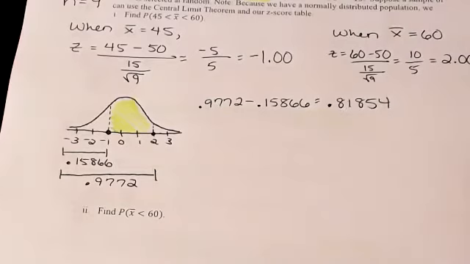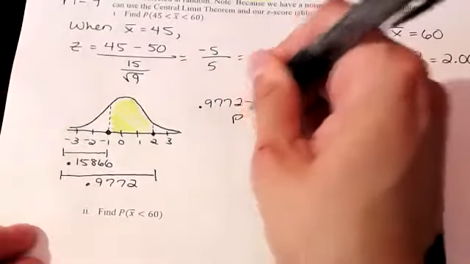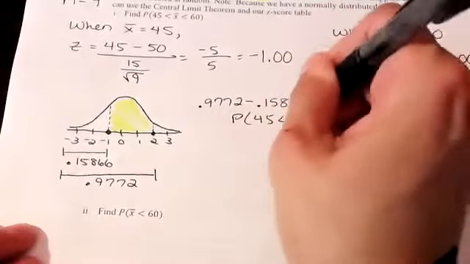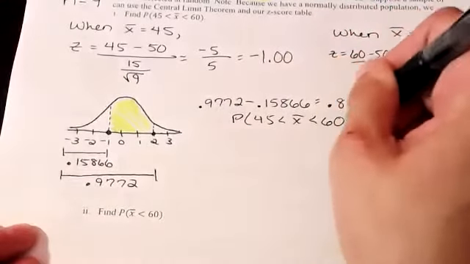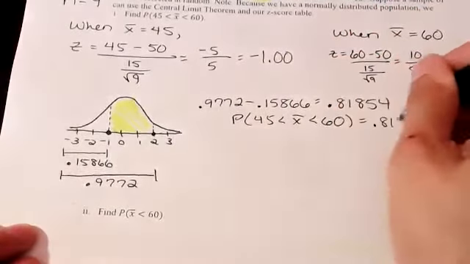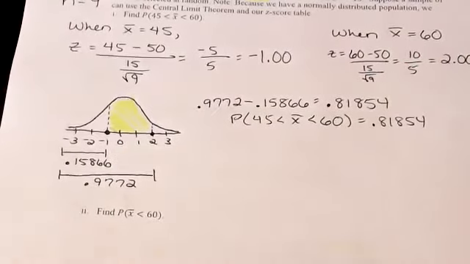What we'll do here is we can now write the statement associated with this area, with this probability, okay? We see here that the probability that 45 is less than our sample mean, which is less than 60, is going to be 0.81854. Let's write a statement.